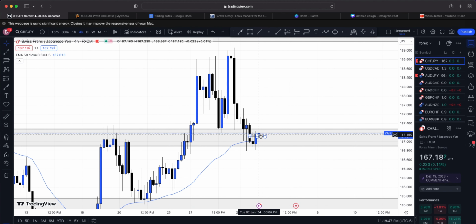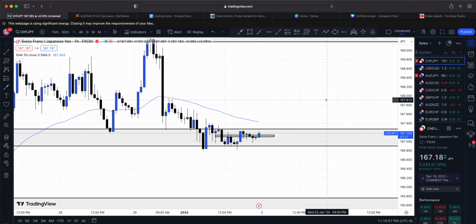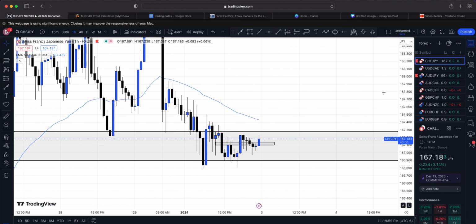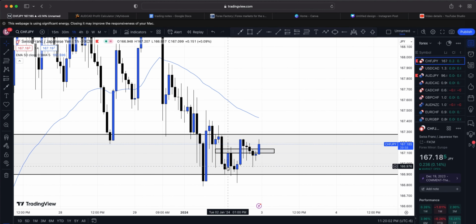So we go down to the 1-hour, and what do we see? We see market structure, very clear market structure. So let me zoom in. What do we see? We see price has rejected, price has broke below, broke above, my bad, and now we are retesting that previous area of rejection acting as support. That's all it is.